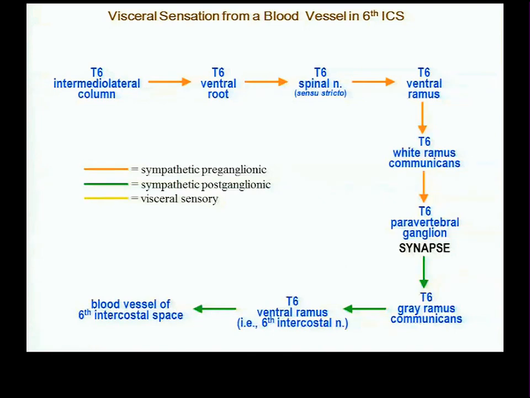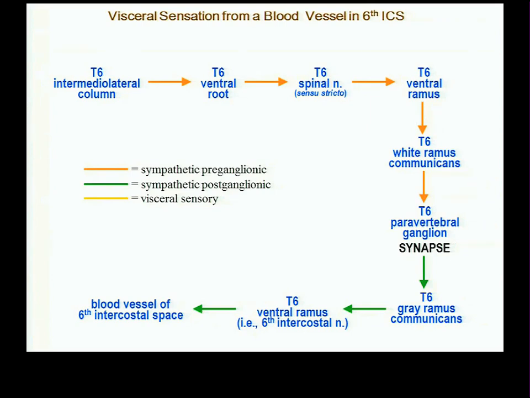So if you have learned the route that brought sympathetic innervation out to that region of the body wall, you know the route that will bring visceral pain back from it, because it's the reverse route. So I'll just finish by hopefully getting a slide that shows you just doing the obvious here, all right? Let's say you have an inflammation of this blood vessel in the sixth intercostal space. It's going to give rise to a visceral pain.